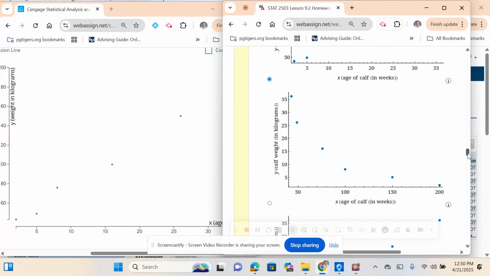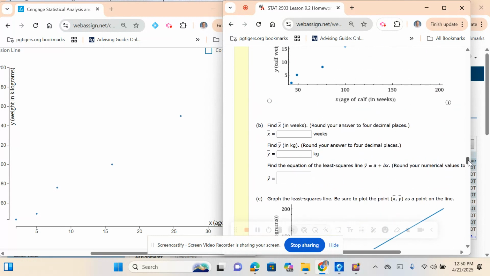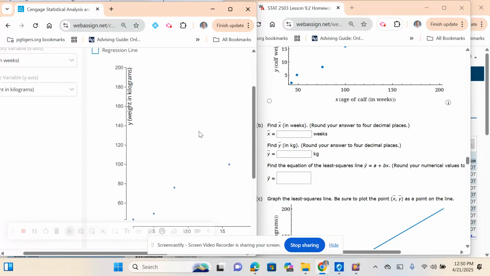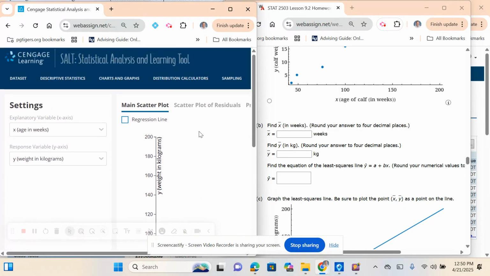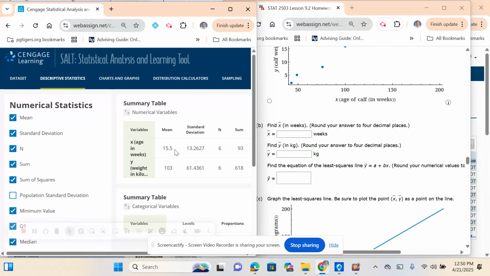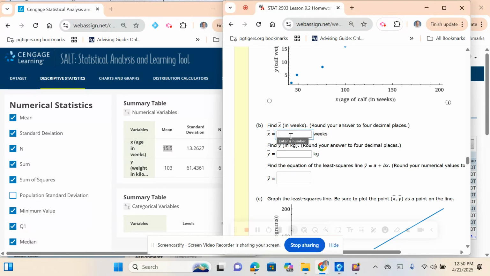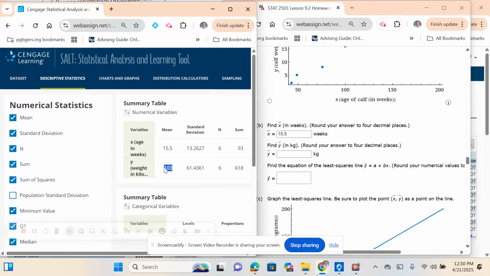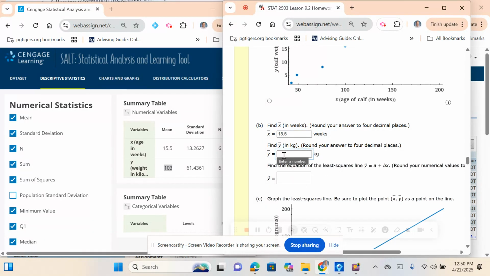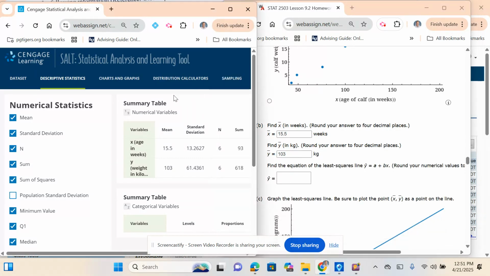Okay, let's go to the main point, X bar, Y bar. So to find this, I go back to descriptive statistics. X bar is the mean of the X's. So I'm going to copy this. Y bar is the mean of the Y's. Control C, Control V. So X bar is the mean of the X's. Y bar is the mean of the Y's. Now we're going to go over to regression to go get that equation. So I'm going to go back over to regression.